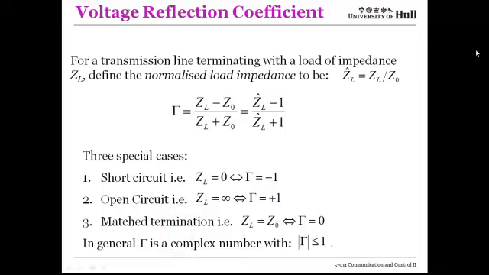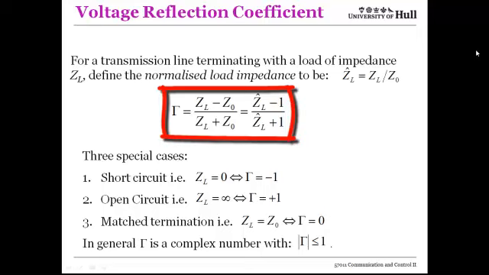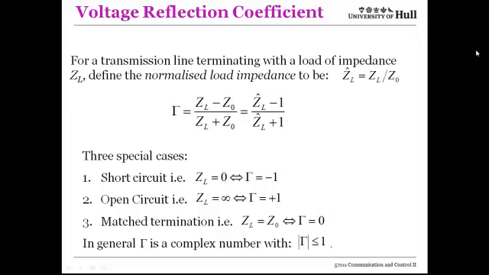This expression is usually rearranged to give you an expression for the voltage reflection coefficient in terms of a normalized load impedance, which is the load impedance divided by the characteristic impedance of the line, and it's given by this expression here. There are 3 cases it's worth remembering. The first case is what happens when a transmission line ends in a short circuit. In this case, the load impedance is equal to 0, and putting 0 into this expression gives you a reflection coefficient of -1.